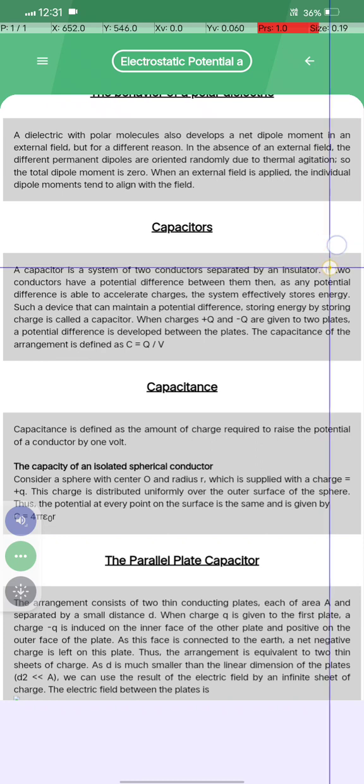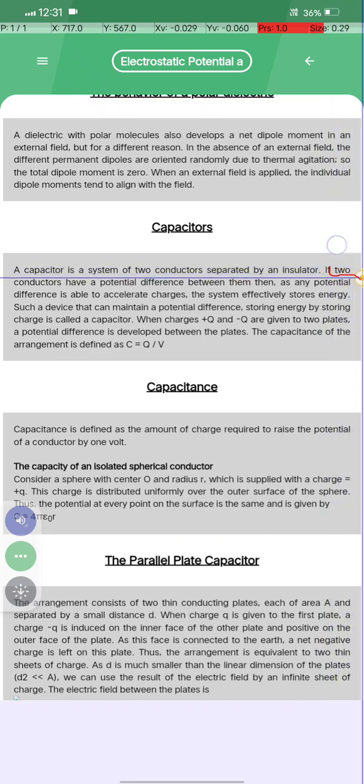What is a capacitor? A capacitor is a system of two conductors separated by an insulator. If the two conductors have a potential difference between them, as any potential difference is able to accelerate charge, the system effectively stores energy. Such a device that can maintain the potential difference and store energy by storing charge is called a capacitor. When charges +q and -q are given to the two plates, a potential difference develops between the two plates. The capacitance of the arrangement is defined as C = Q/V.